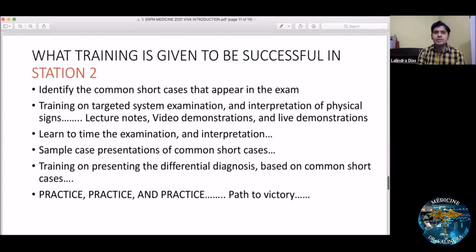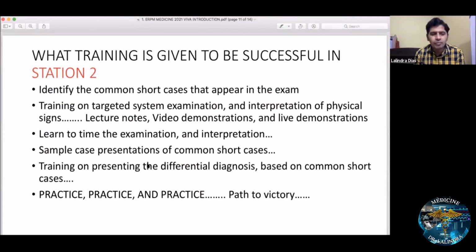What I give is a sample presentation. Say, for example, guys, I give a sample presentation for a case of mitral stenosis that you can't directly apply to your patient, right? Your patient might have a different set of clinical features, but I'm giving you a brief overview. So learn that and apply it from the physical signs of your individual patient. Apply that knowledge and make your own presentation. So, sample case presentations of the common short cases.